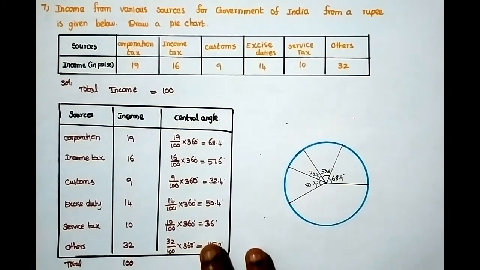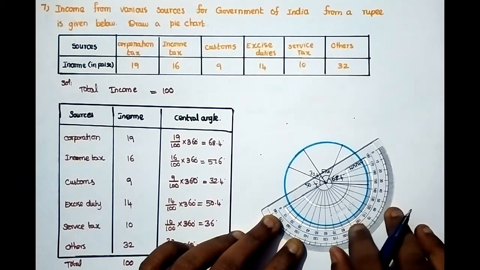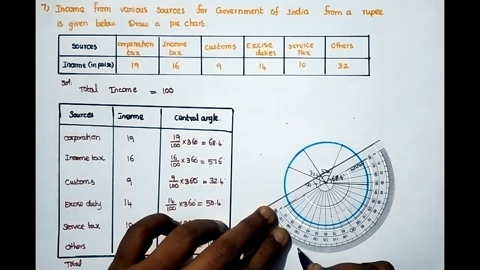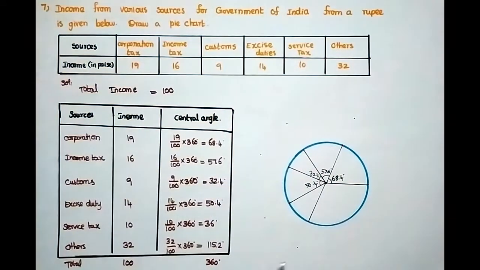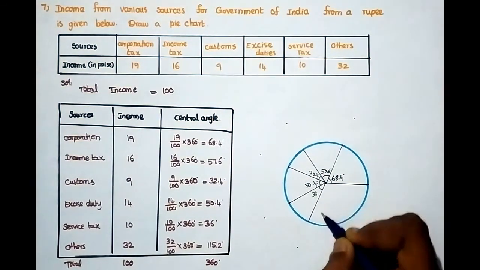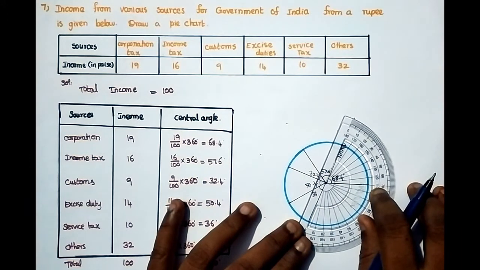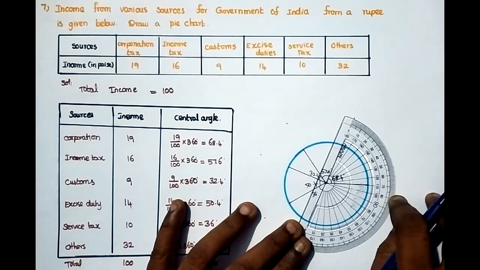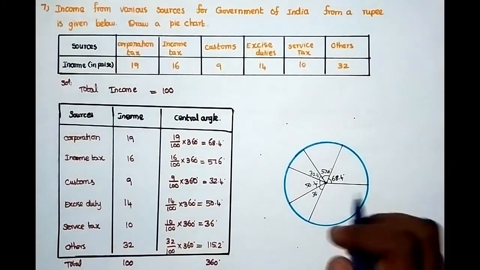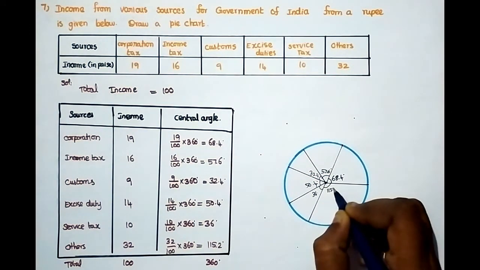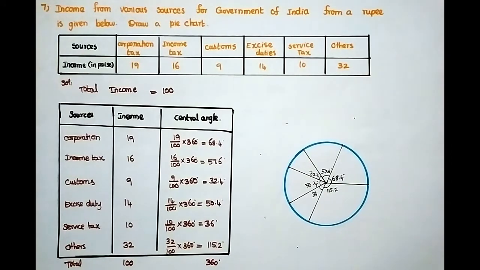Next one, 36. Next one, 105. So from that we measure means it is 105.4. That is 115.2.